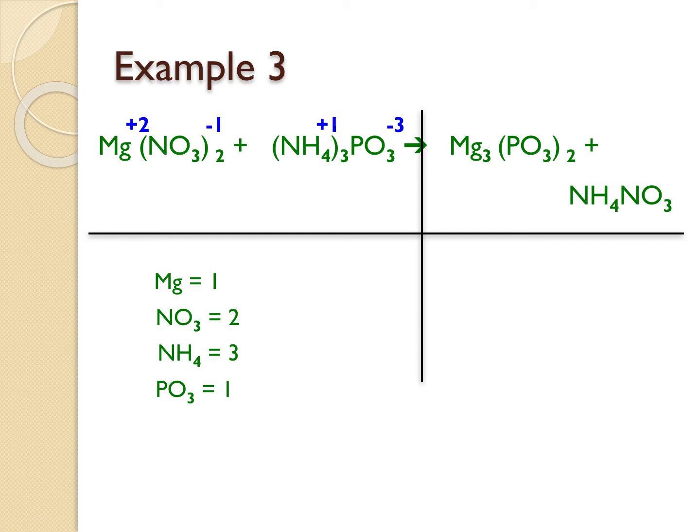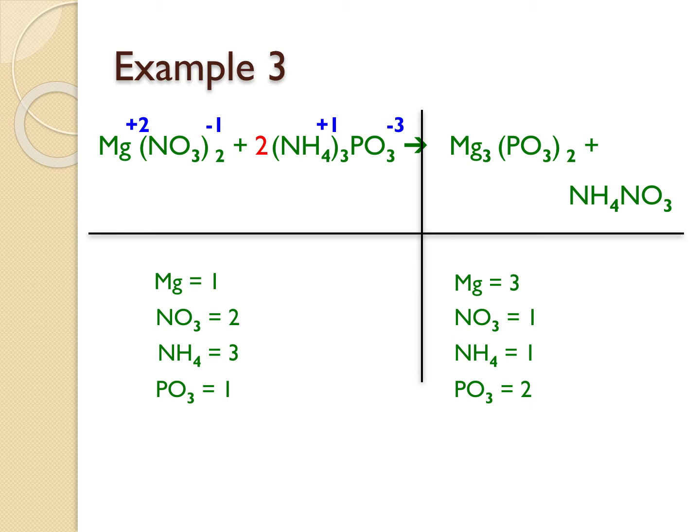Let's do the same thing for the products. I have 3 Mgs. I have 1 NO3. I have 1 ammonium, NH4. And then lastly, I have 2 phosphites. So I'm going to start at the bottom for this one. It just seems a little bit easier than dealing with the magnesium with the 1 and the 3, because those might get screwed up later on anyway. So I'm going to put a 2 in front of my NH4PO3.